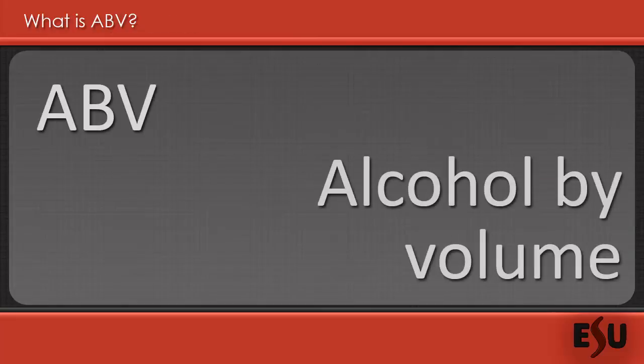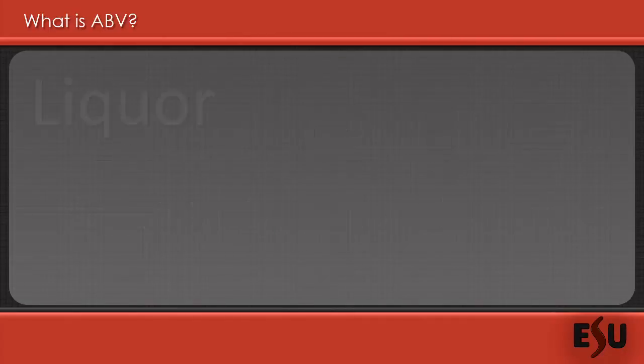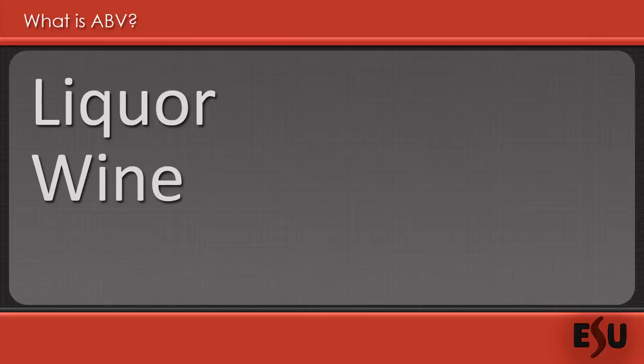ABV stands for alcohol by volume. While this might sound like some term you find in a textbook, the concept is actually quite simple. ABV is how much alcohol there is in any given drink. Typically, liquor has a higher ABV than wine, and wine has a higher ABV than beer.